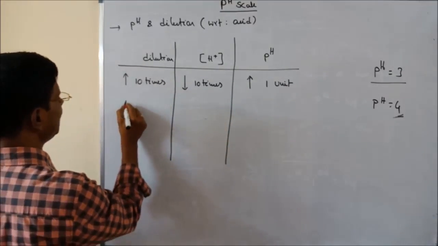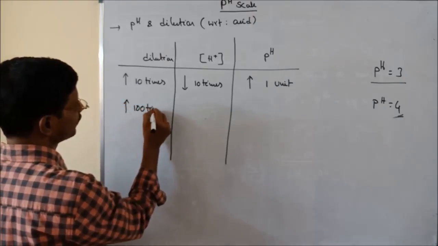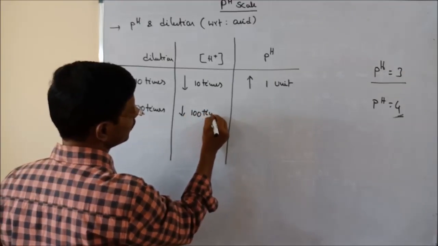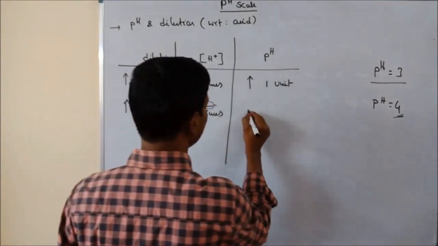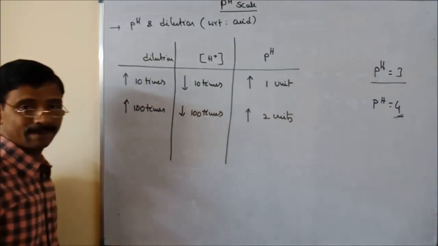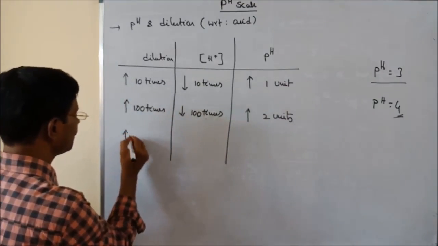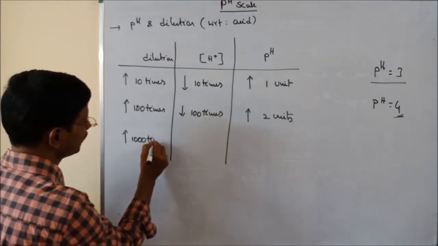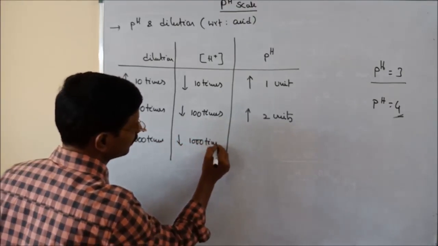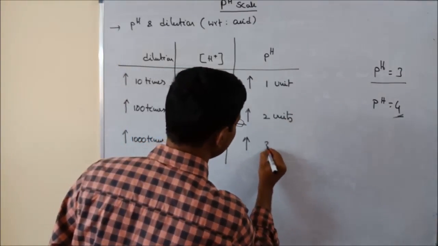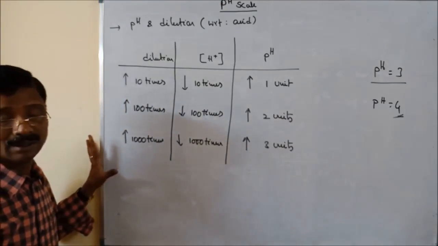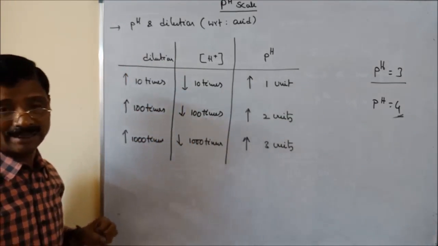Like that, suppose dilution is by 100 times. If it is 100 times, H plus concentration decreases by 100 times, so pH will increase by 2 units. Similarly, if dilution is by 1000 times, the concentration of H plus decreases by 1000 times and pH increases by 3 units. So that is the relation between dilution and the pH of an acidic solution.